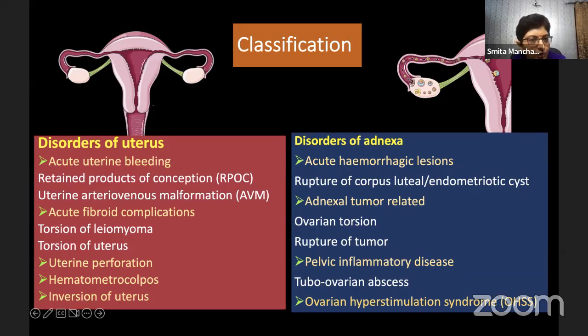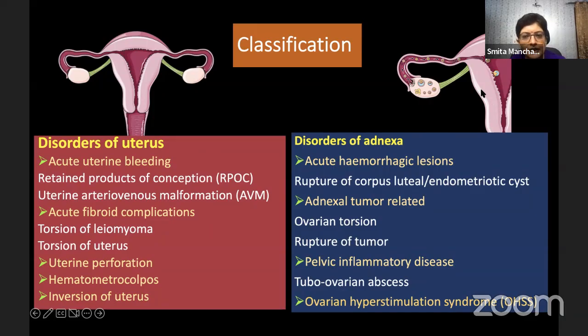They can be hematometrocolpos, especially in the younger pediatric age group and adolescent patients, where it can present as acute pain or acute urinary retention. And they can be an inversion of the uterus, which commonly occurs if there is a prolapsing leiomyoma.